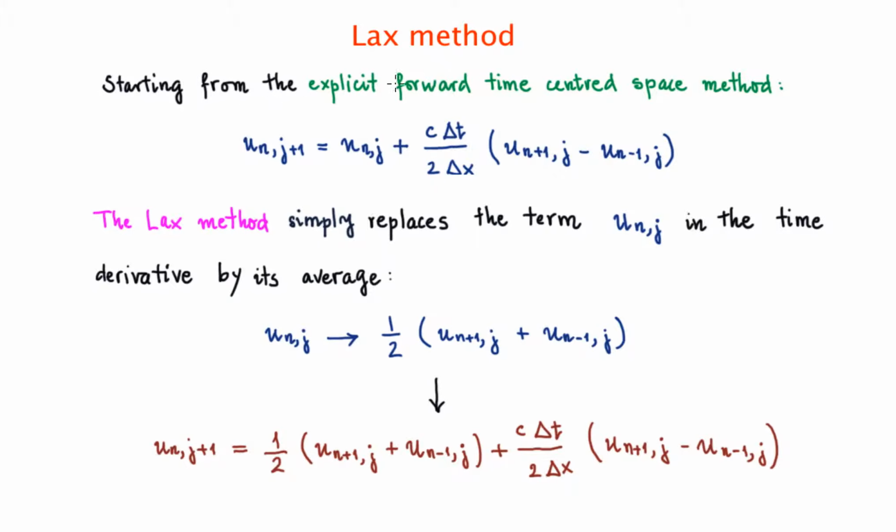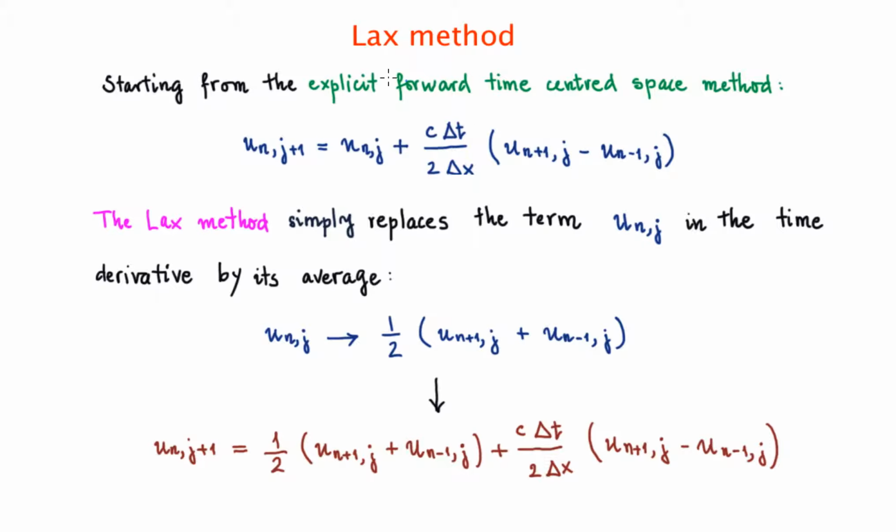We are going to present here a new method, and that's going to be a very slight modification of the previously defined explicitly forward time-centered space method, which is this one. And as we have seen, this is an unstable method, so in principle it's a useless method.